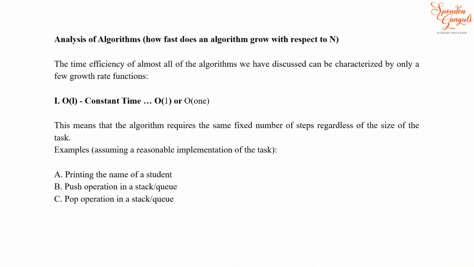Let us see a few concepts of analyzing the algorithm. First of all, constant time or big O(1). This means that the algorithm requires the same fixed number of steps regardless of the size of the task. For example, printing the name of a student, push operation or pop operation in a stack or a queue, where one operation will be executed and it will take one constant time.